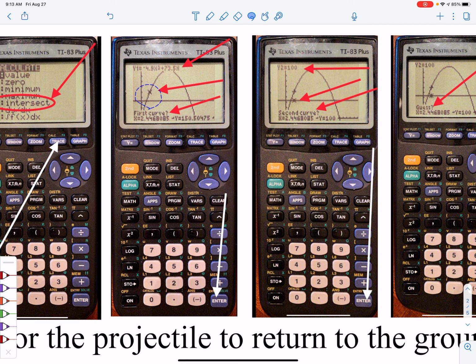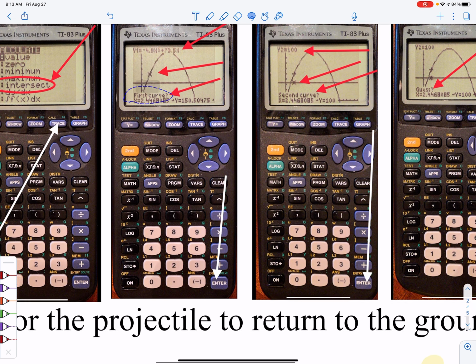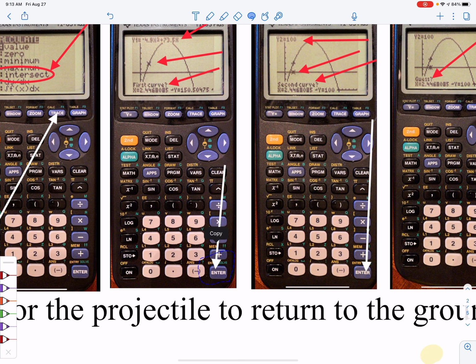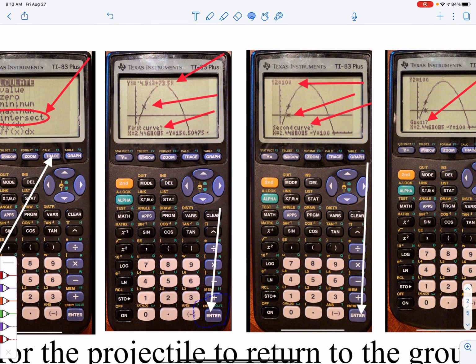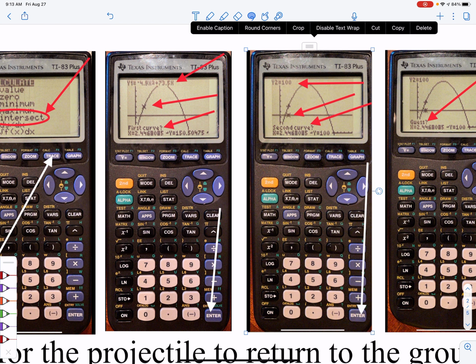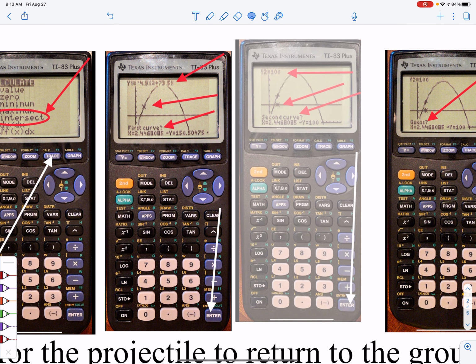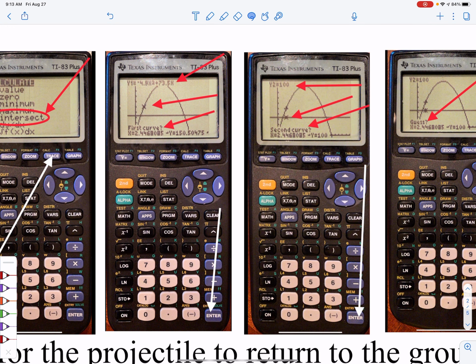And your calculator is asking you a question. It's asking you, is this the first curve that you want to look at? And so what you're going to do is push enter down here at the bottom to show, yes, this is my first curve. And then it's going to ask you, what's your second curve? Is this y equals 100? Is this your second curve? And you'll notice again that my blinking cursor is very close to that first intersection.